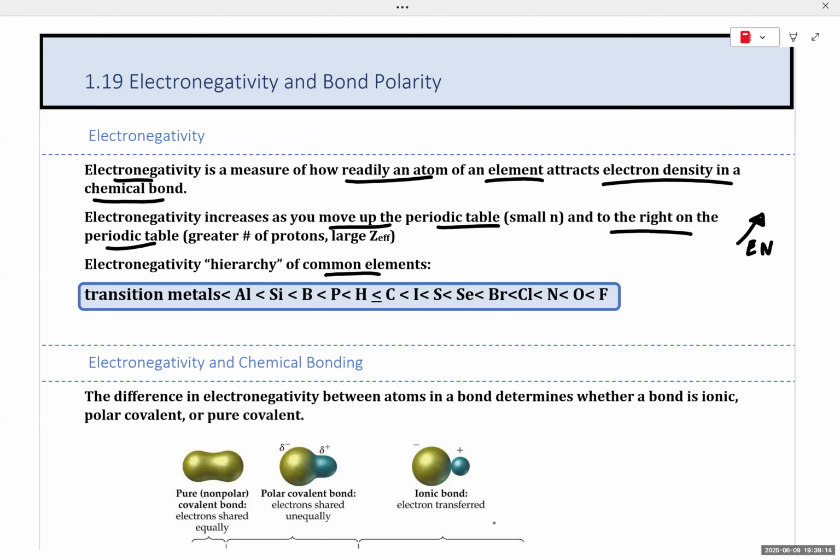There are a few things that are pretty interesting. First, carbon and hydrogen are pretty much equivalent in terms of electronegativity. And I'd like you to note that carbon is more electronegative than elements such as phosphorus, boron, and silicon. We'll see the importance of that later on.